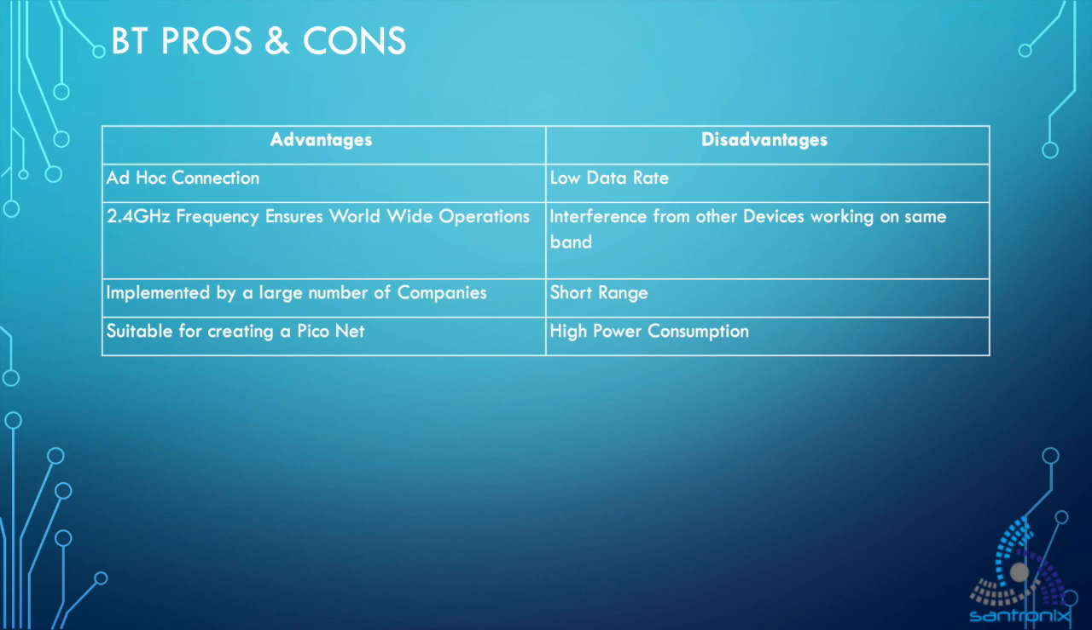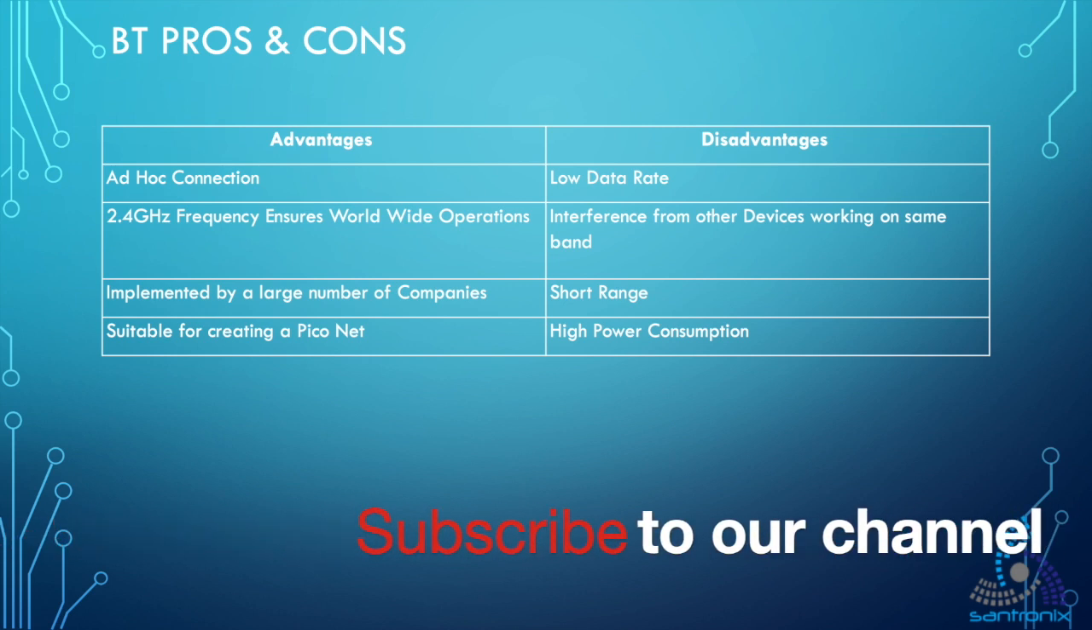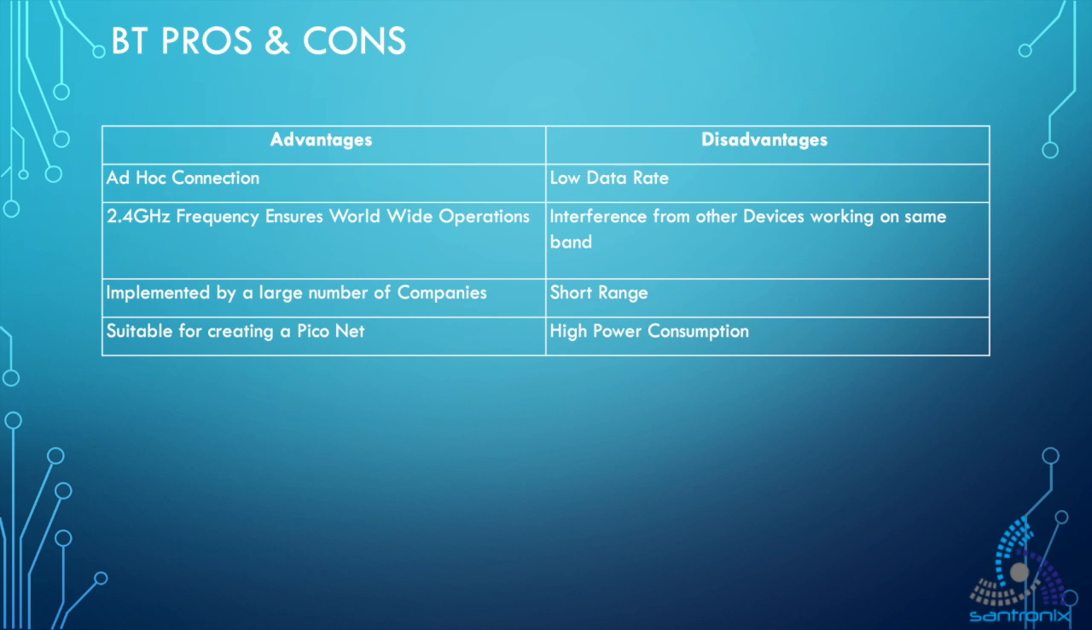But the disadvantage is, again, low data rate because it's short range, and it cannot handle higher data rates. For a very small amount of data transfer, it's okay. But think about if you want to do streaming of video or audio, definitely Bluetooth is not a good communication channel for that matter. Also, it is prone to interference from other devices working on the same band. If you have multiple Wi-Fi devices or other devices which work on 2.4 gigahertz, it might get interfered with by those devices as well.